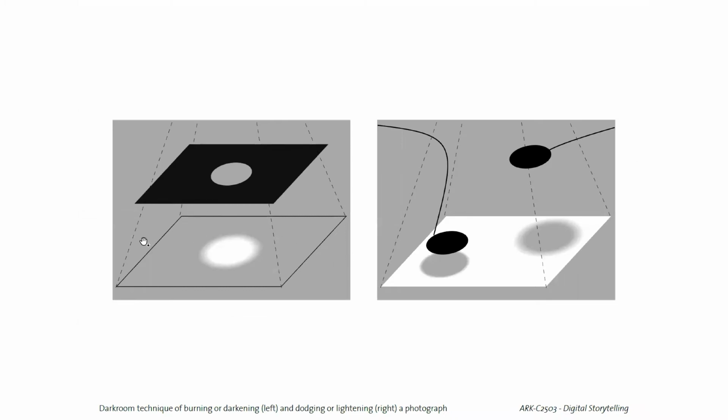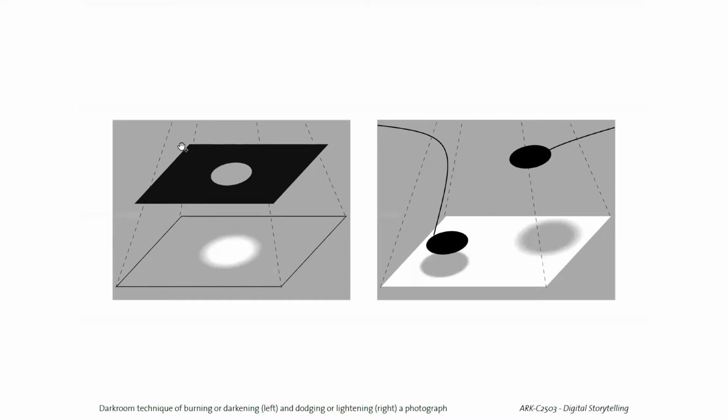throw film onto a photo paper or a photographic plate, and you would basically, with certain devices, control how much light is coming in onto that plate. So you could overexpose or underexpose certain areas of the image.